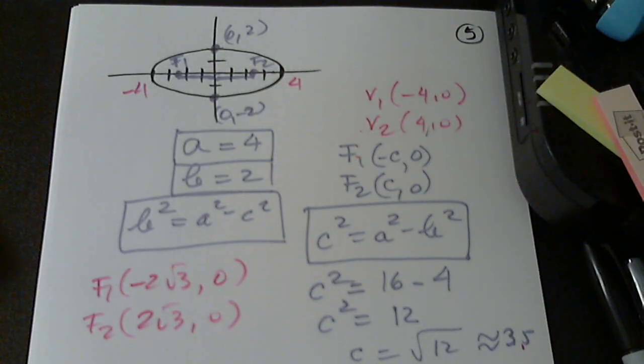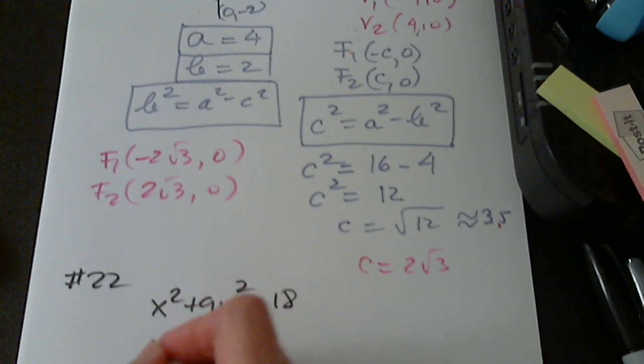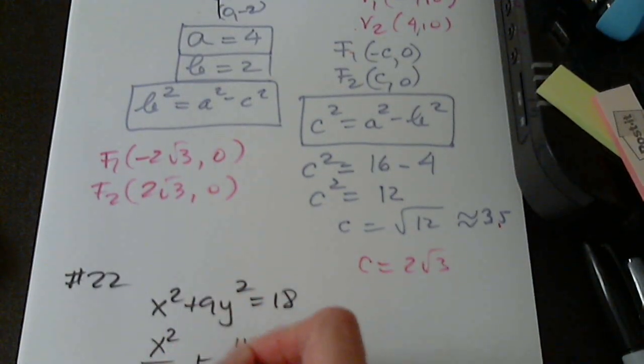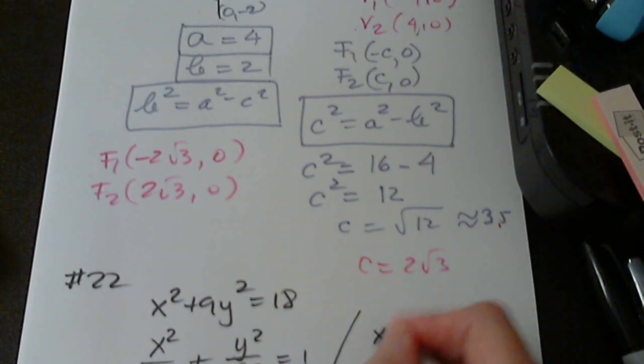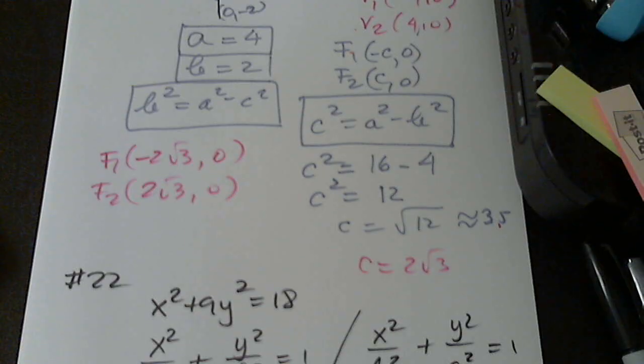Thank you. So let's go back to this one. Perfect. So this is 22. x squared plus 9y squared equals 18. What do we need to do first? What do you think? Look at the equation. Let me write the equation again here. It's either x squared over a squared plus y squared over b squared equals 1, or x squared over b squared plus y squared over a squared equals 1. Regardless, what do we have to do first?